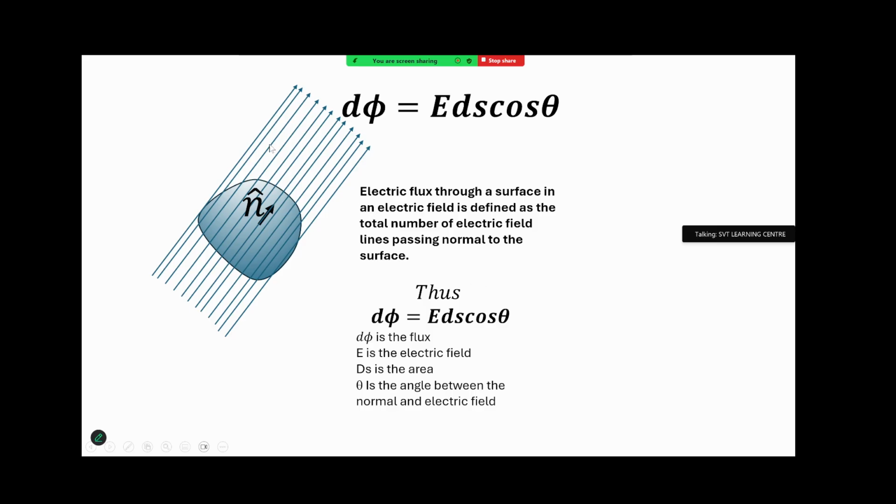So notice over here that all the electrical field lines are perpendicular or parallel to N. So dψ will be equal to E dS cos theta. So from the definition we get this.